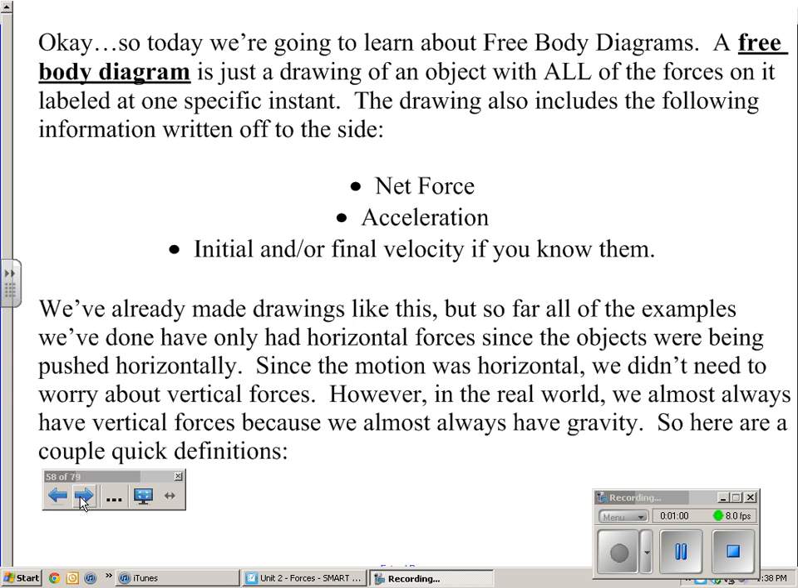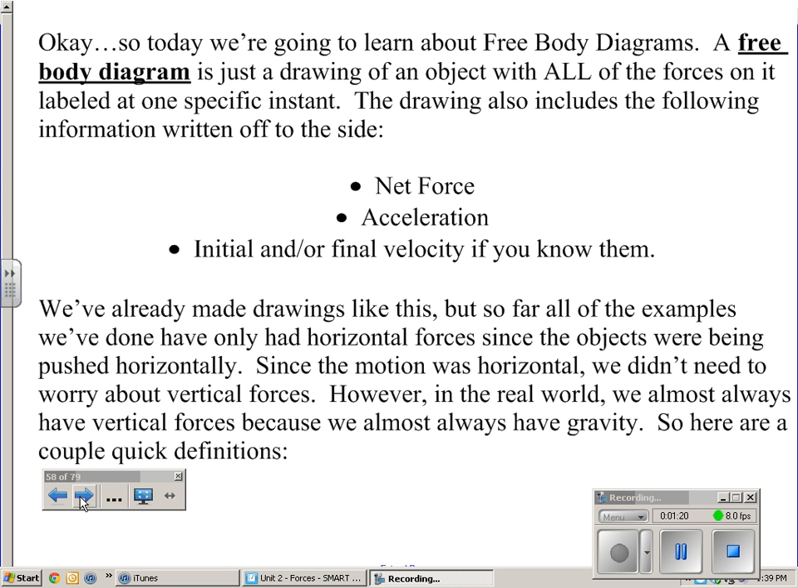So we've already made some drawings like this, but so far all the examples that we've done have only had horizontal forces since the objects were being pushed horizontally. Since the motion was horizontal, we didn't need to worry about the vertical forces like gravity and some others that we're going to learn about here. However, in the real world, we almost always have vertical forces because we almost always have gravity, right?